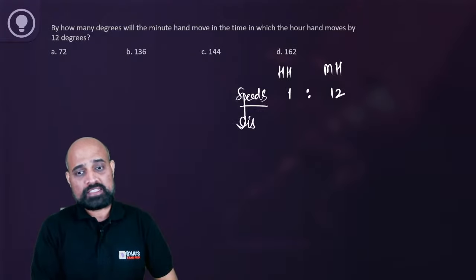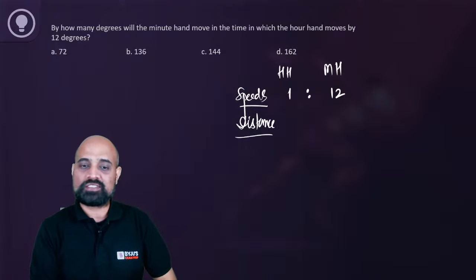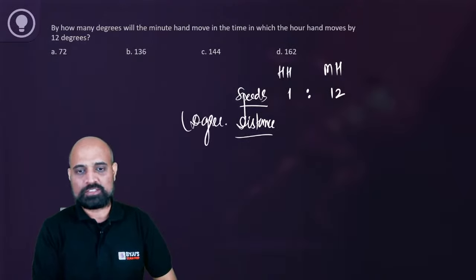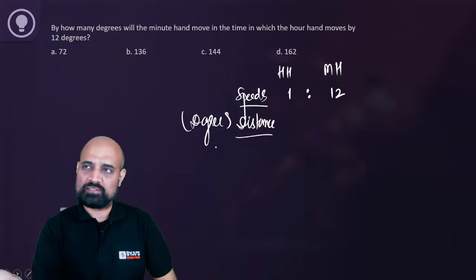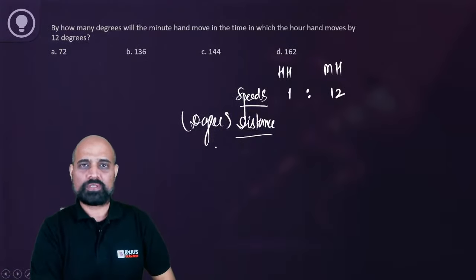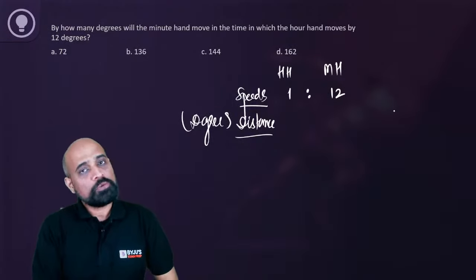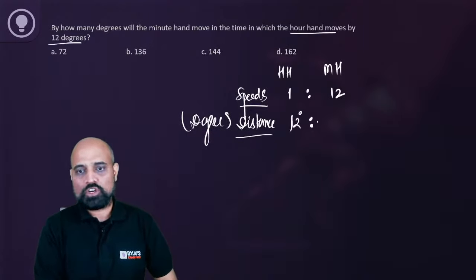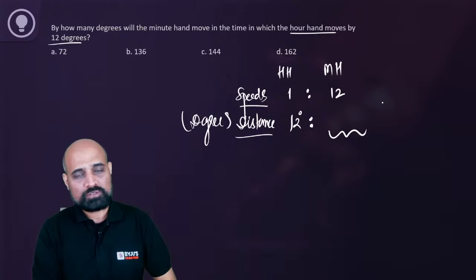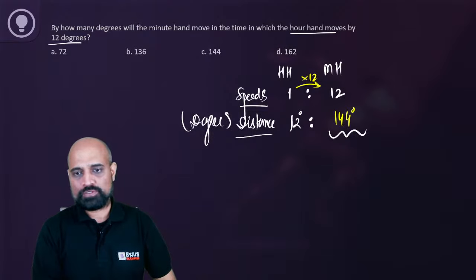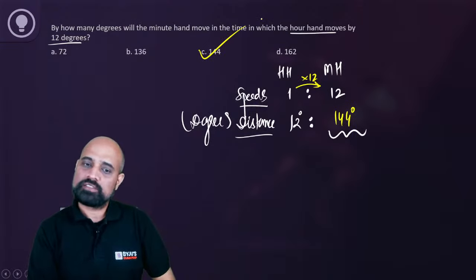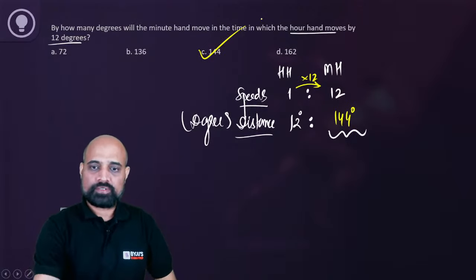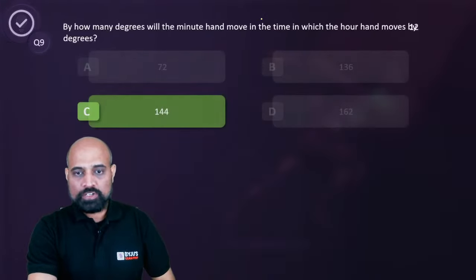So the ratio of their distances, now when we talk about circular distances, we mean degrees. Degrees are called distance in circular motion. When somebody says they moved 10 degrees, consider that 10 degrees as 10 meters in order to understand. So the ratio will also remain 1:12. So if the hour hand moves 12 degrees, how much should the minute hand move? 12 times. It's the ratio, right? 12 times 12 is 144. That's all you had to do, right? So 144 should be the answer.